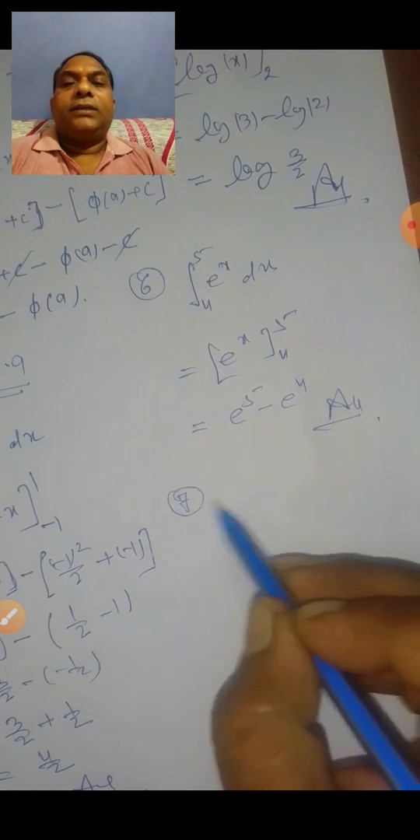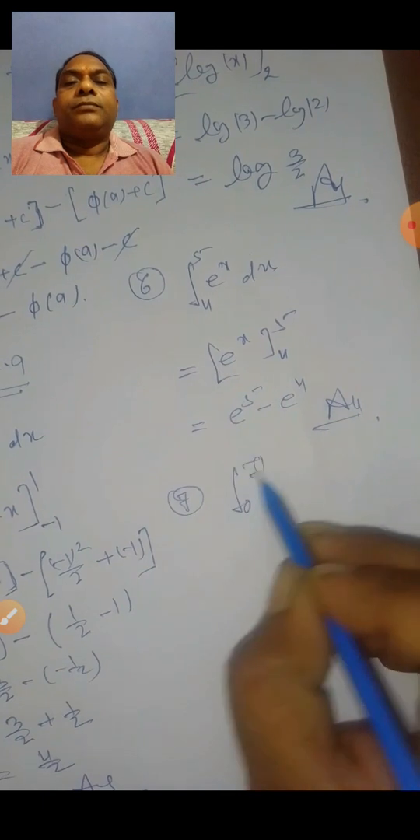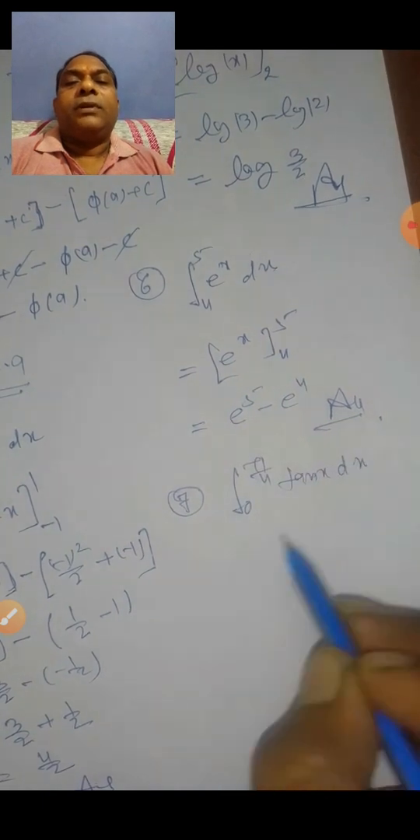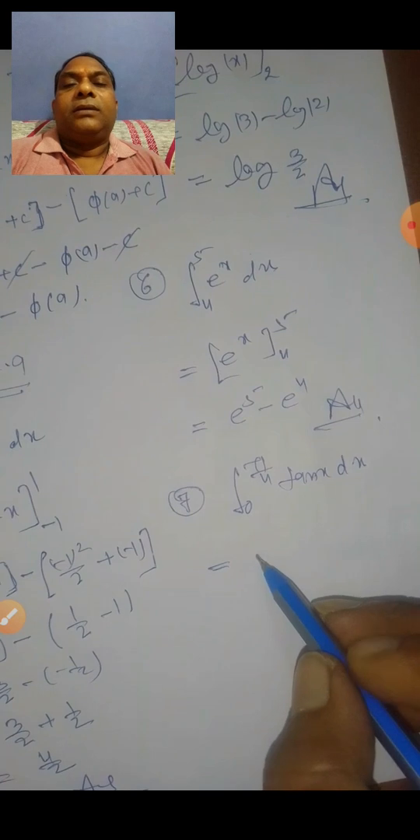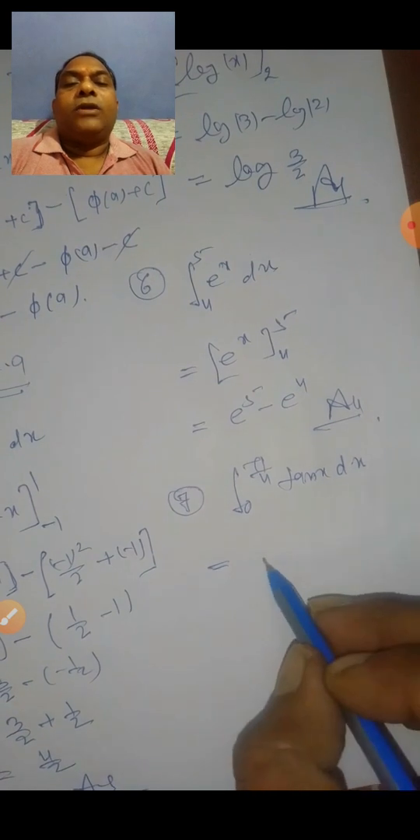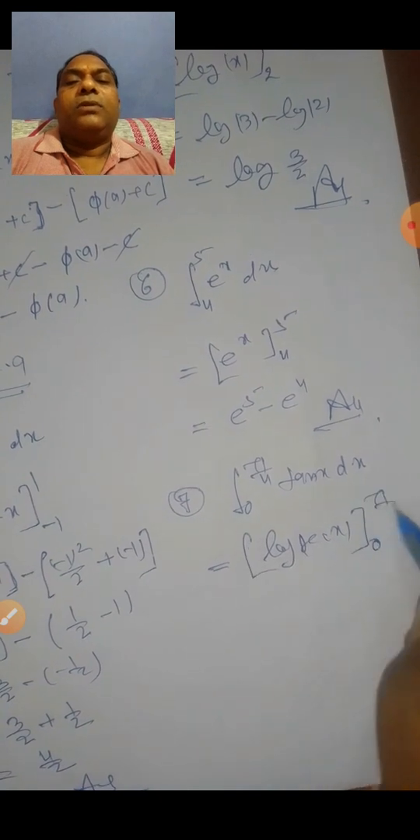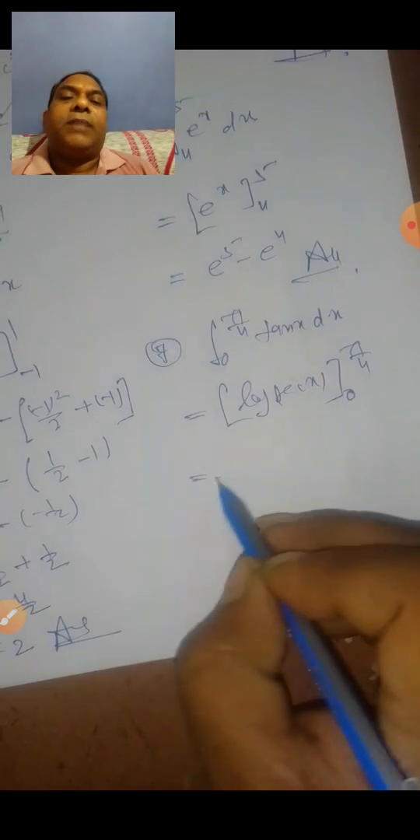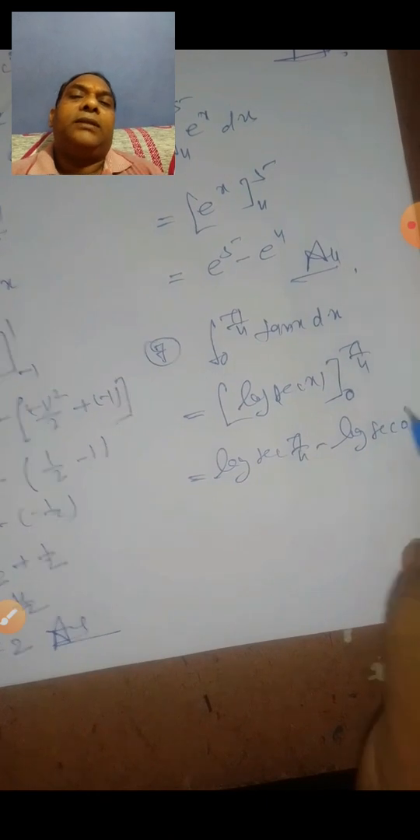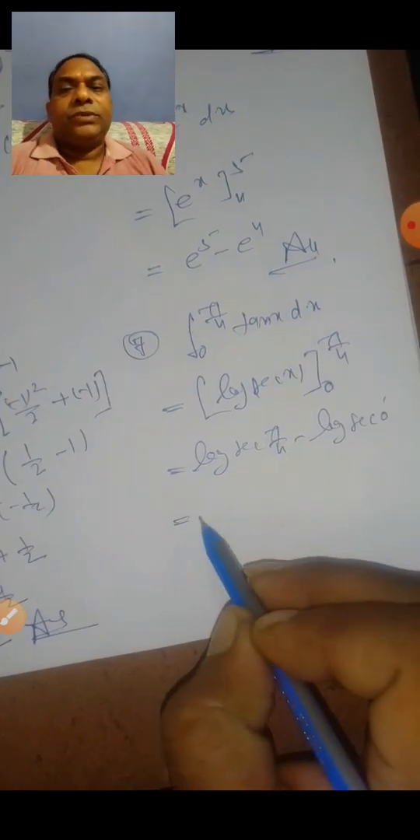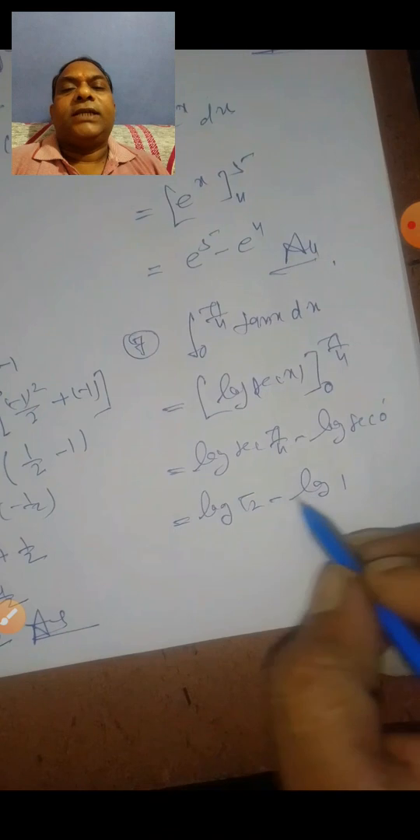Question number 7. Integration 0 to pi by 4 tan x dx. We know that integration of tan x is log sec x. So log sec x from 0 to pi by 4. Now apply the limit. Firstly upper limit, then lower limit. So log sec pi by 4 minus log sec 0. We know that sec pi by 4 is root 2. So log root 2 minus log 1, because sec 0 is 1.